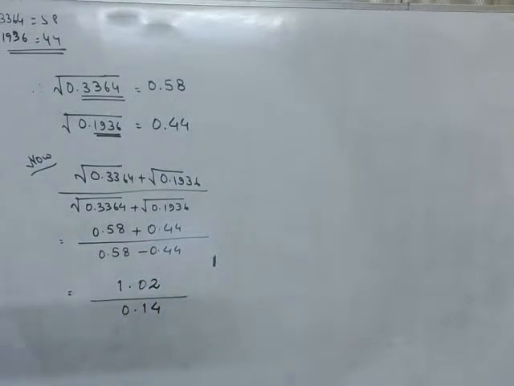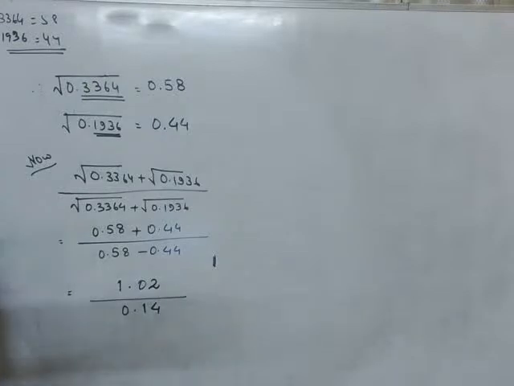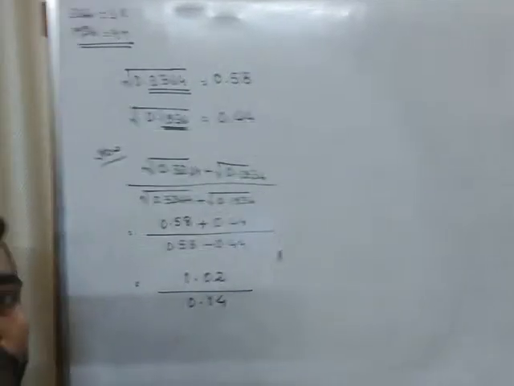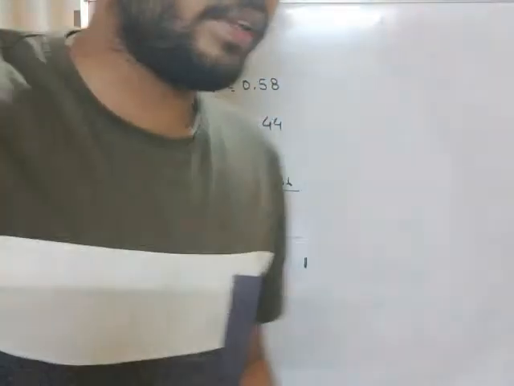So now you can see the numerator and the denominator are decimal numbers. The numerator has two digits after the decimal, and the denominator has two digits after the decimal. So directly we can take away the decimal places, because they have an equal number of decimal places. Clear everyone?